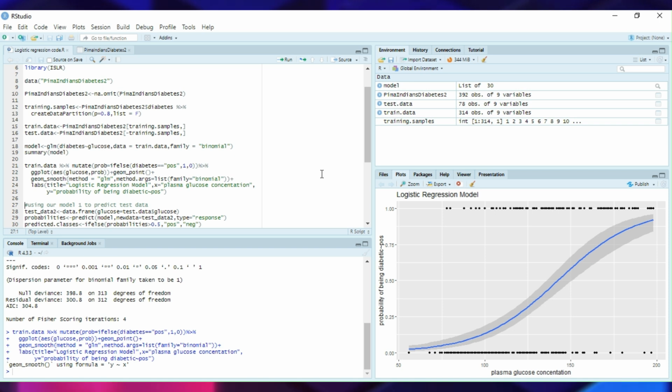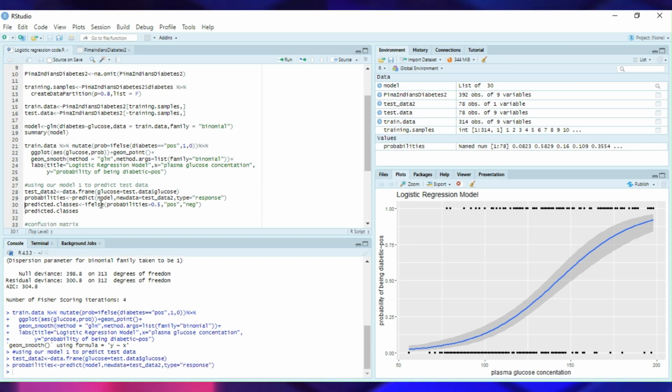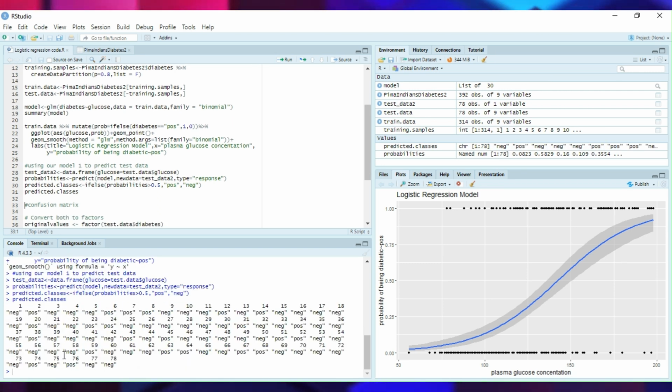Now, let's test our model. To test our model, we use the test dataset. From the test dataset, we filter the glucose variable, and then we use it to predict. We use predict model, newdata is equal to test data 2, and then type is equal to response. So we are using our model to predict. And we do that, and you can see the predictions. We have 78 predictions, as the number of observations we had in the test data was 78.